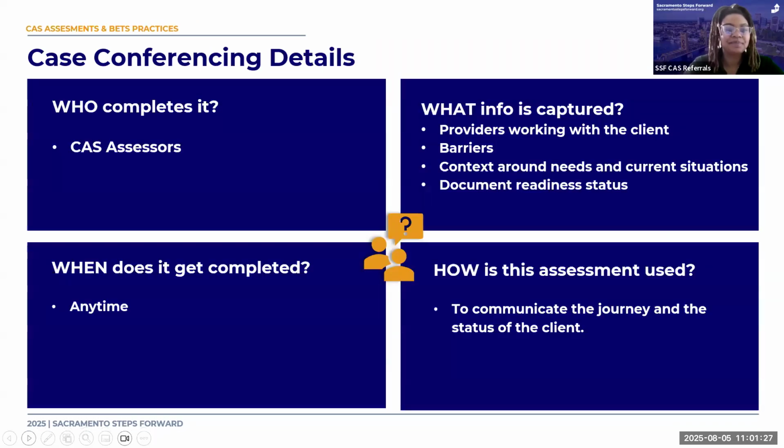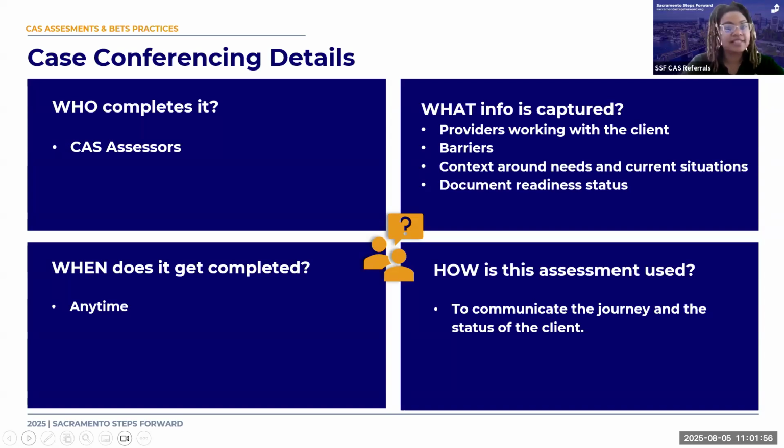Next slide. So the case conferencing details: who completes it? CAS assessors, mainly case managers, people who are working with the client more consistently, as you have more context to be able to bring to the client's journey. What info is captured? Providers working with the client, barriers, context around needs and current situations, and then document readiness status.